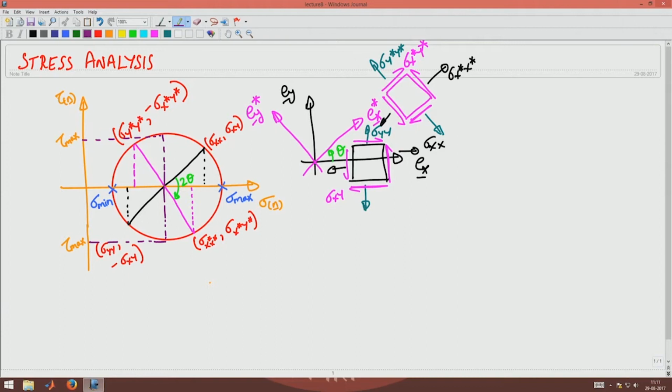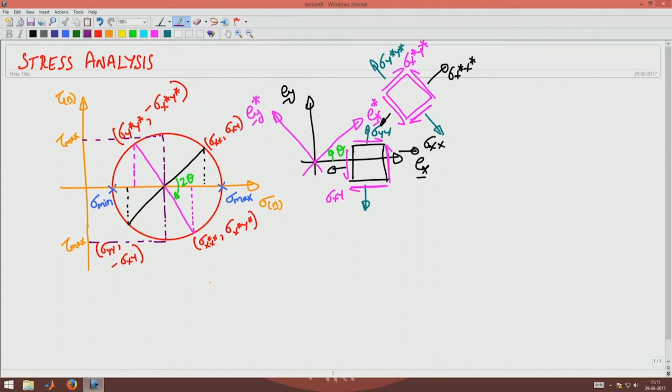Welcome to the 8th lecture in mechanics of materials. The last lecture we saw about transformation of stresses. Basically we saw Mohr circle equations which correspond to a state of stress which is plane. A plane state of stress can be represented using a square like this. What we were interested in is to represent how the components of stress change when the coordinate system is rotated from say Ex to Ex star or Ey to Ey star and so on.